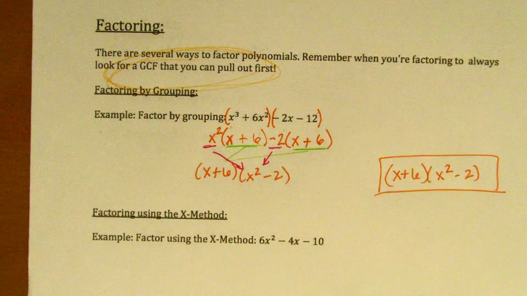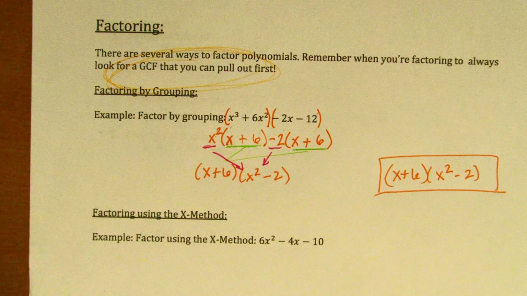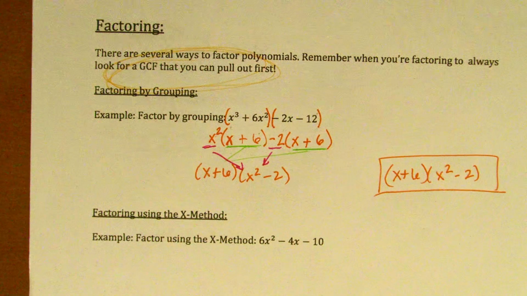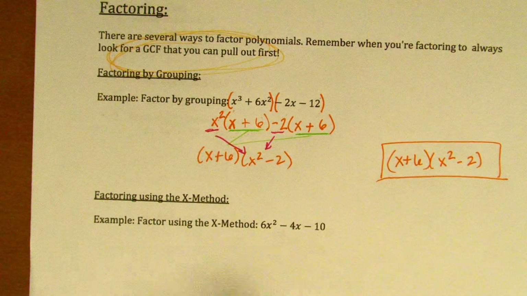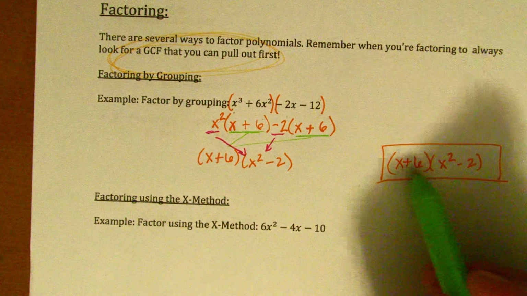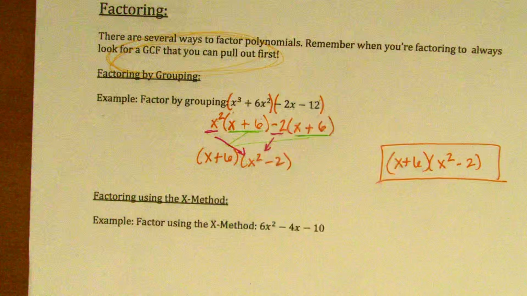And the nice thing about factoring is you can always check your answer. If you wanted to see, am I doing this right? I'm not sure. You could always do the box method, or you could FOIL this really quickly and check. And I'll tell you now, if you use the box method or you FOIL this out, you will get back to what we started with.